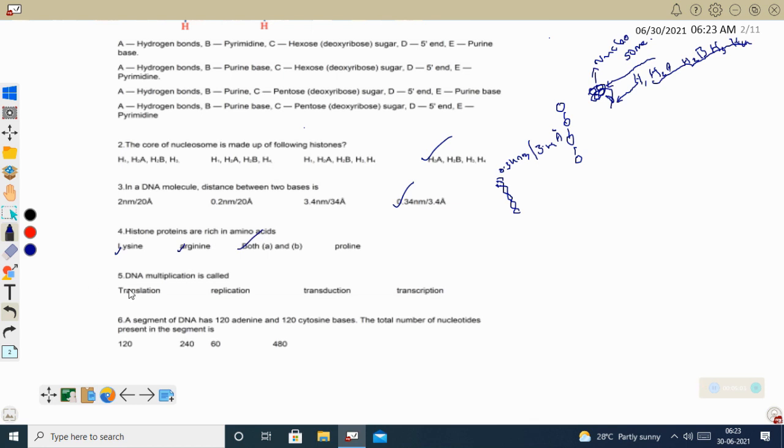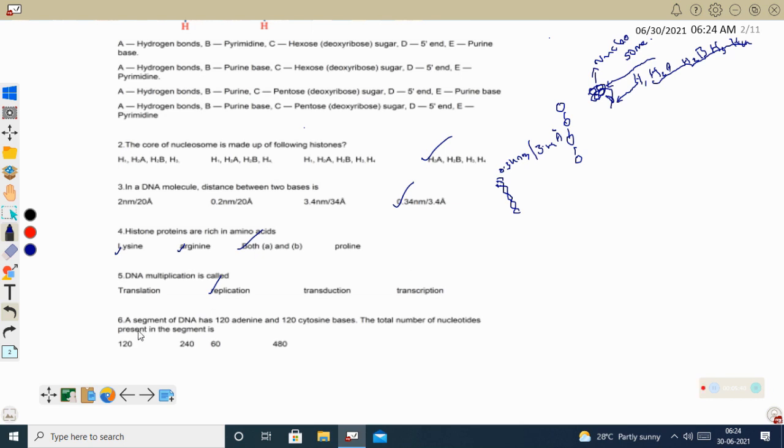Now, next question. DNA multiplication, or DNA duplication, is called DNA replication. We know translation is the process through which protein is synthesized from RNA. Transduction is nothing but the exchange of genetic material between two bacteria through a bacteriophage. Transcription is the formation of an RNA from DNA with the help of RNA polymerase. So here the correct option is replication.